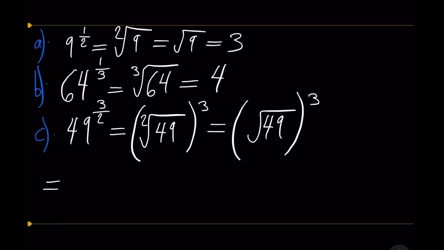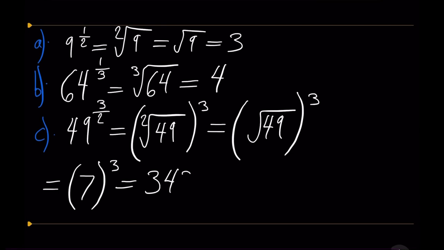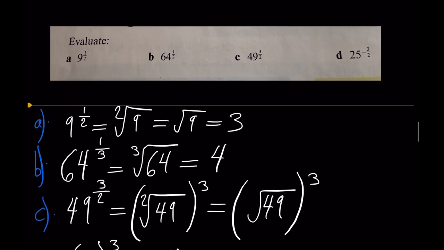Square root of 49 is 7, so this simplifies to 7 raised to the power 3. And 7 raised to the power 3 is 343. Okay, now for part D, we've got 25 raised to the power minus 3 over 2.